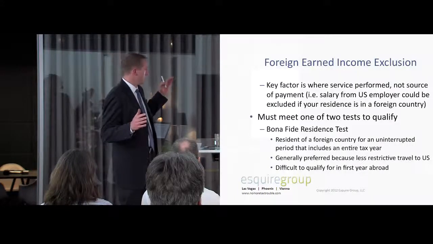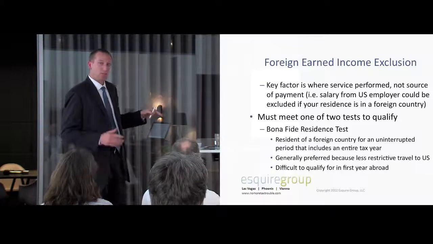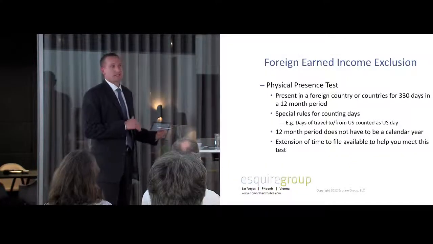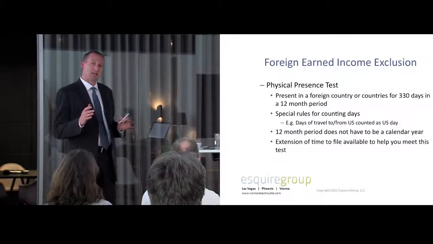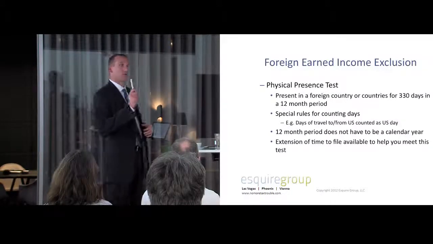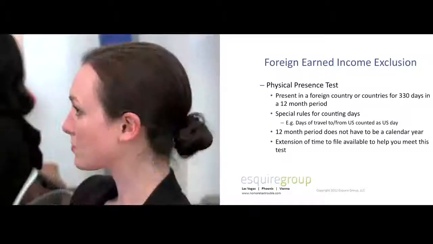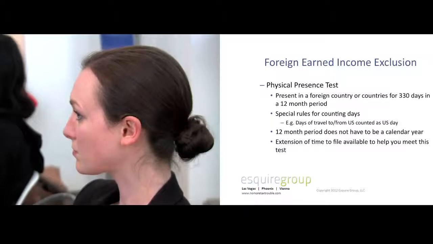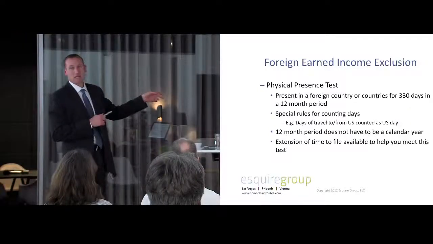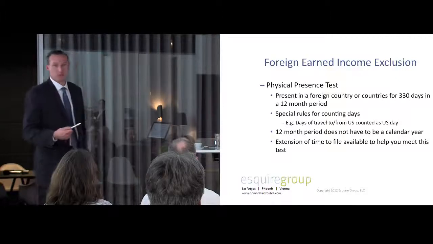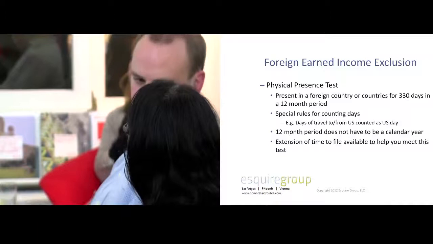This is generally the preferred method if you can qualify for it, because the physical presence test is based off of a number of days, which means you have to have been outside of the US for 330 days in a 12-month period. So that means you can only spend 35 days in a 12-month period in the US. But if you meet the bona fide residence test, then you can spend more time in the US. It's less restrictive in terms of how much time you spend in the United States.